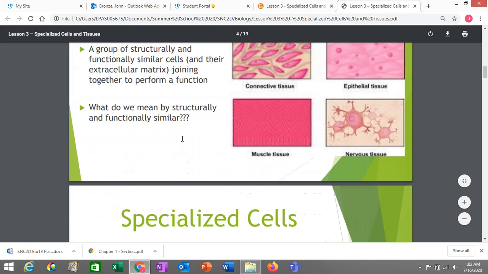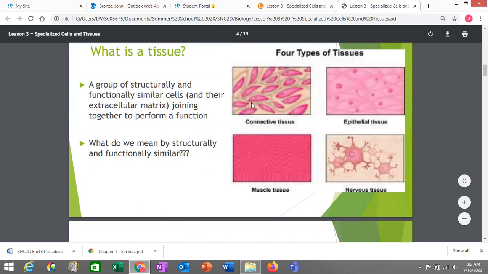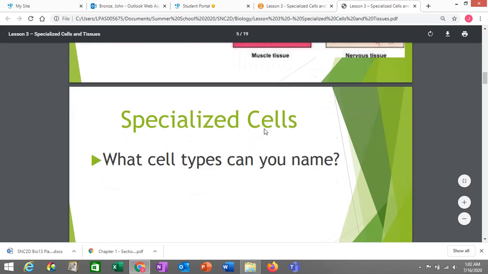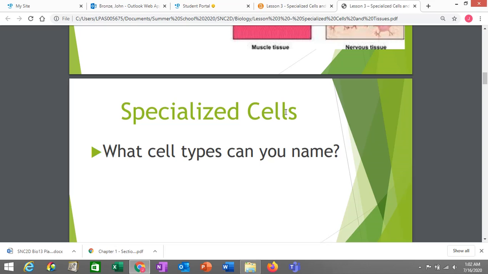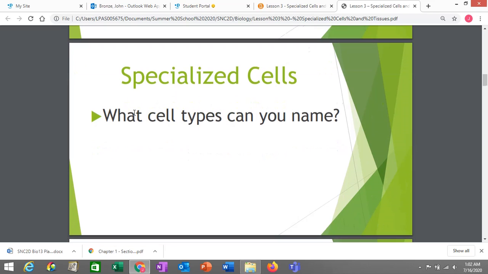Well, let's first talk about how you even get to this point. And to do that, you need to have specialized cells. So let's see if you can think of specialized cells. You probably know a few of them already. So before we move on, what cell types can you name? Can you think of any special cells that have special functions? Maybe even some of the ones that we had on our previous PowerPoints.